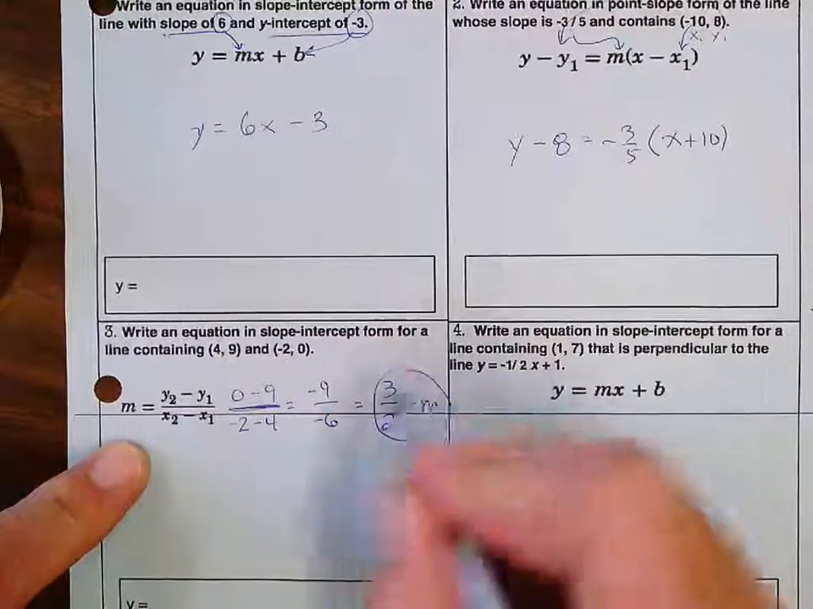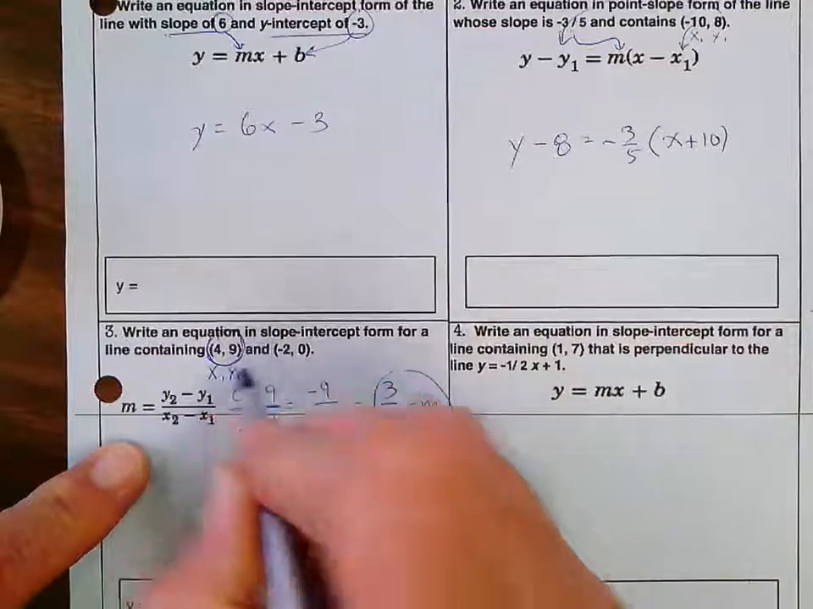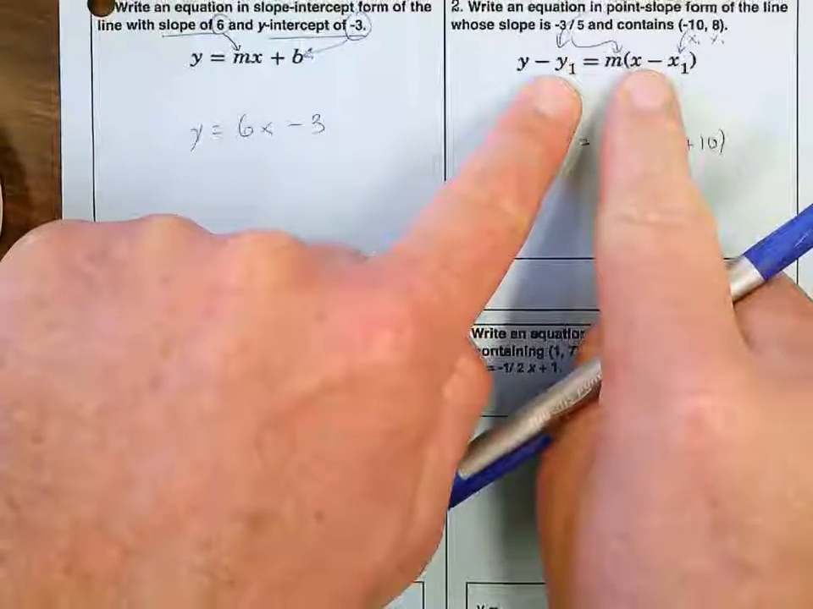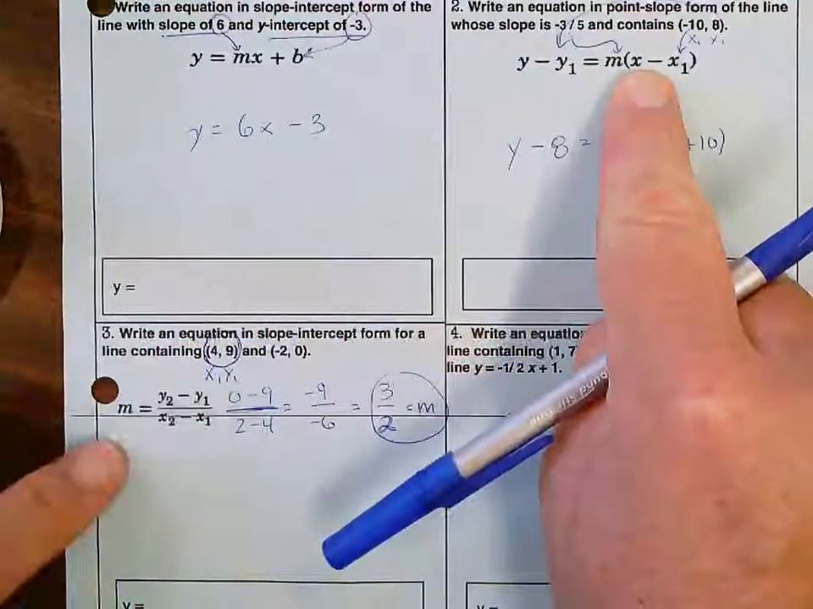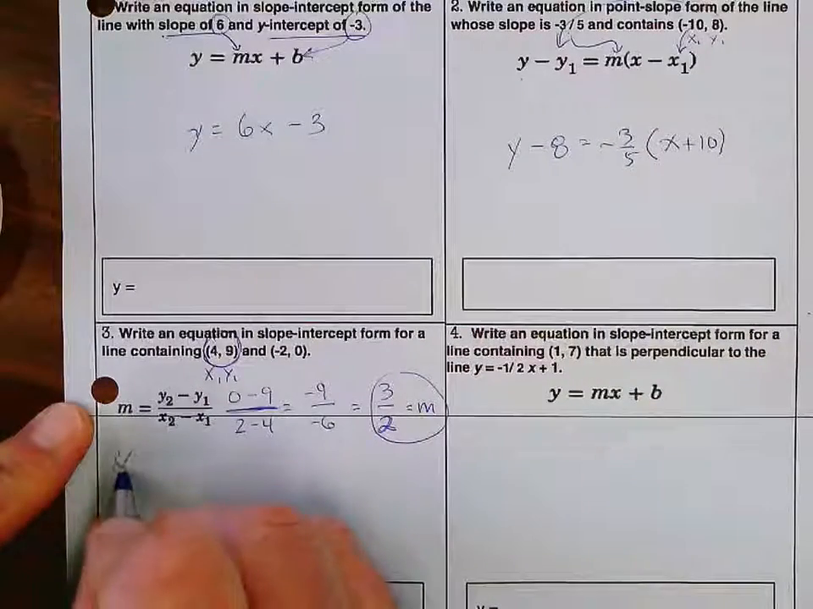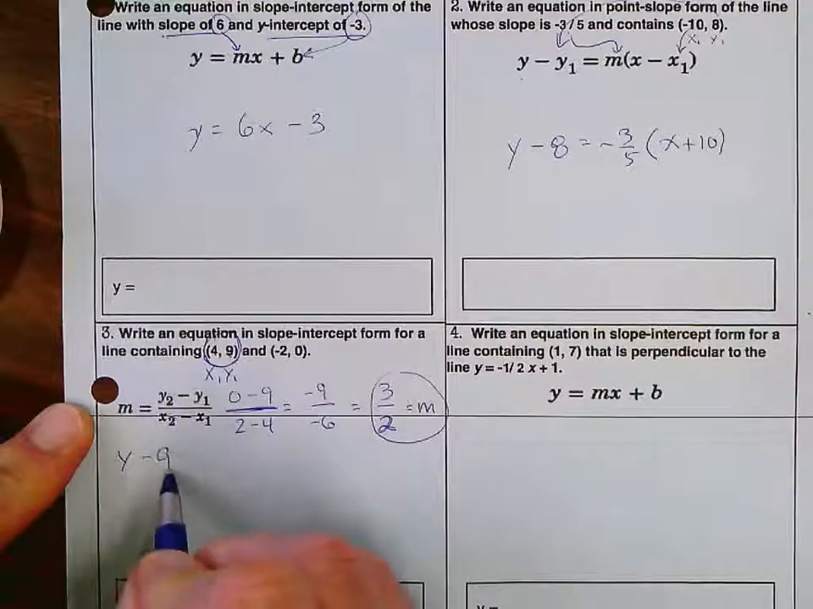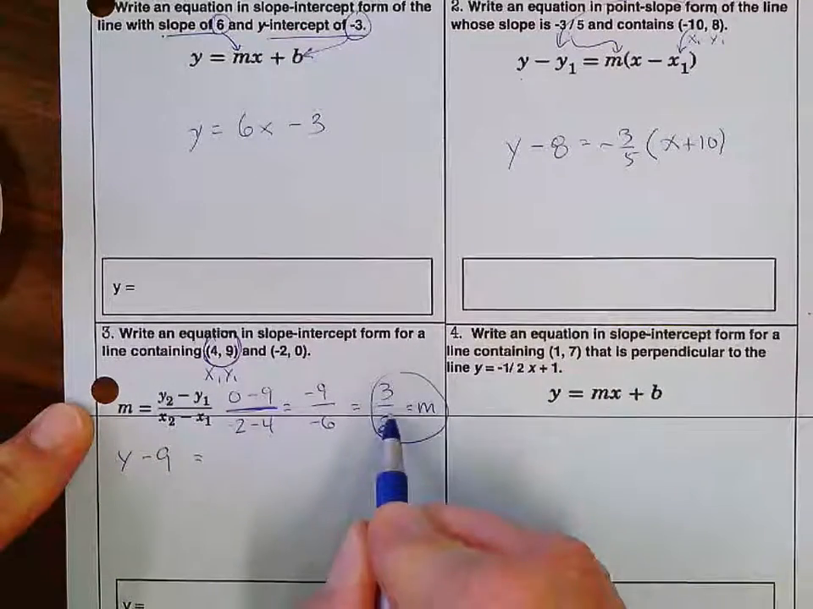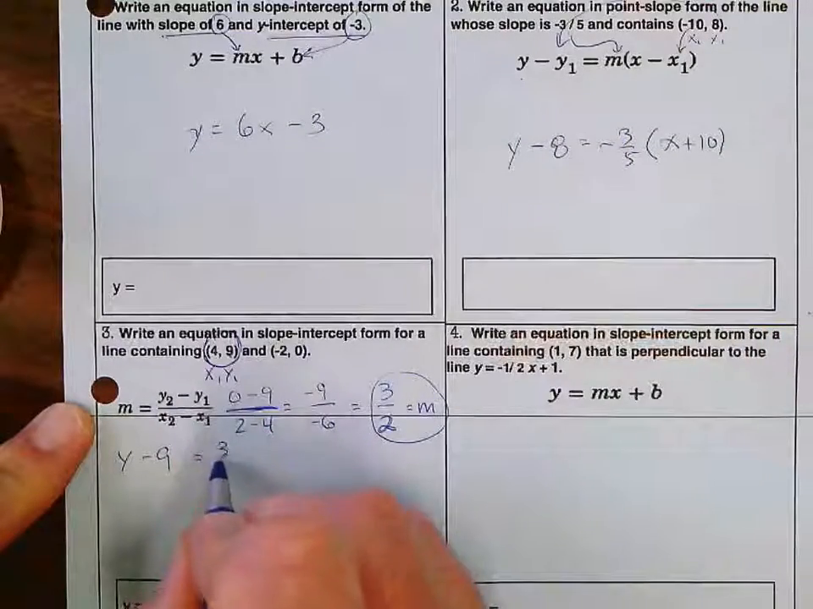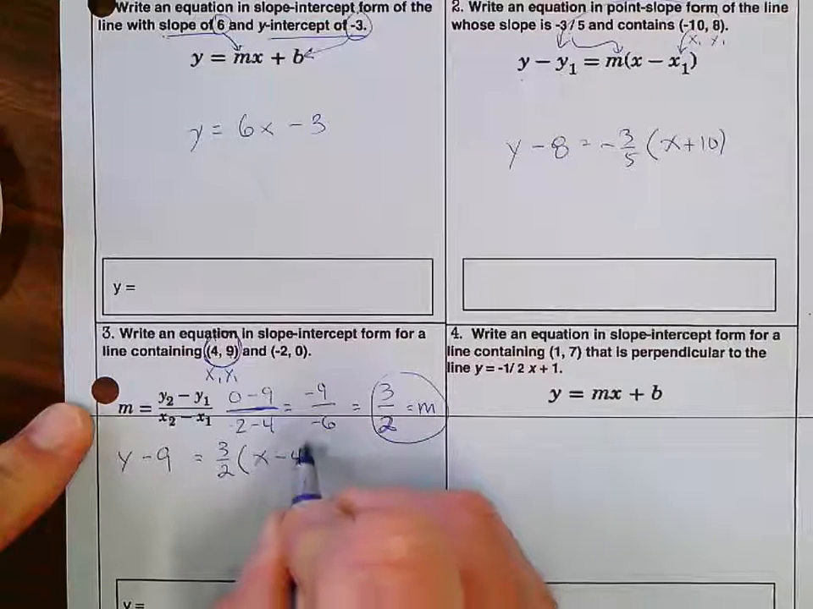So I'm going to take that, and I'm going to take this point right here, call that x1, y1. I'm going to take both of those and put them right into this point-slope formula, and then clean it up. So it's y minus y sub 1, which is 9, equals my slope. So there's your m. That's 3/2 times x minus x sub 1, which is 4.